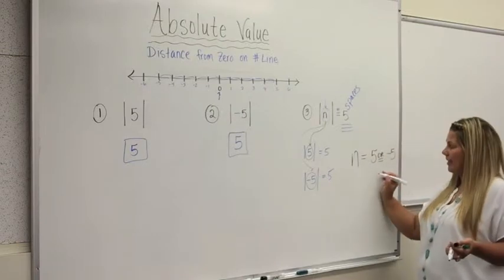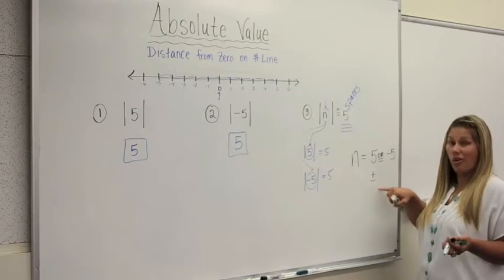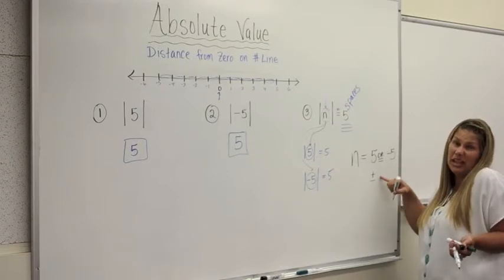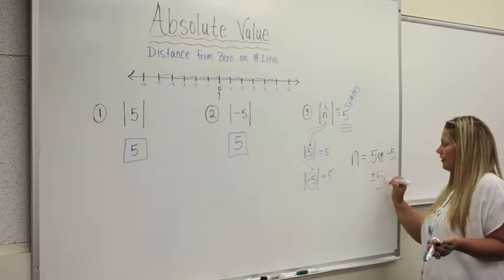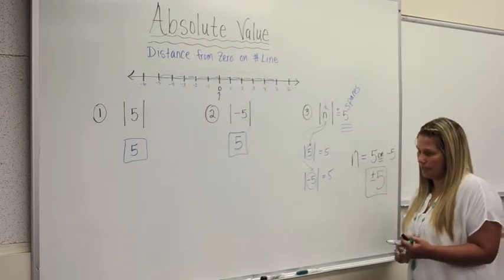The way we write that is this little symbol right here. We have a positive or a negative. We say that as plus or minus 5. Now let's get into some trickier problems.